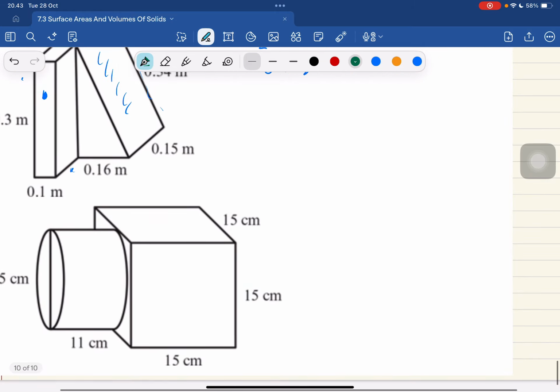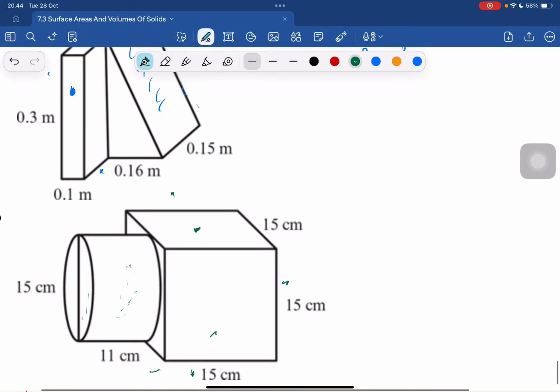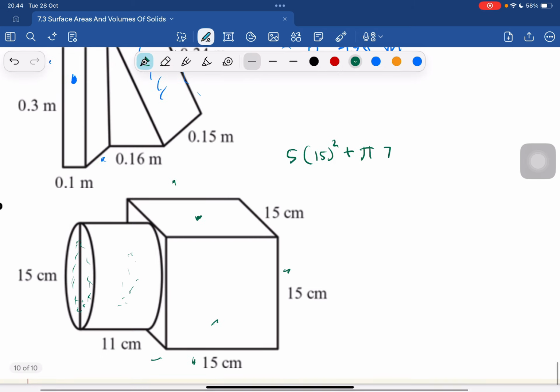Next, we will see the cube. We got 6 faces here. 1, 2, 3, 4, behind 5, and then down. But here, you can see from here the surface area, we got the circle on it. So let us just make it 5 multiplied by the square, 15 squared. Then we add the circle area, which is pi r squared. So what is r? It is 7.5 squared. We add again.